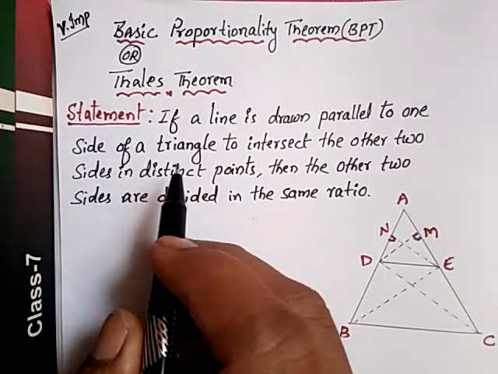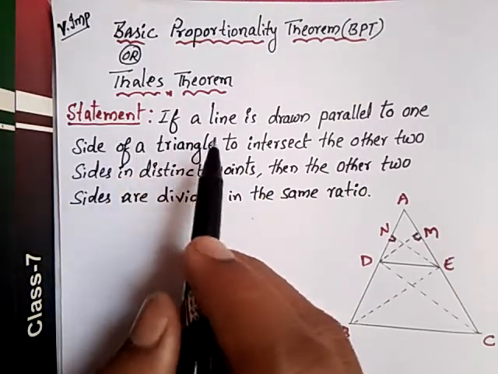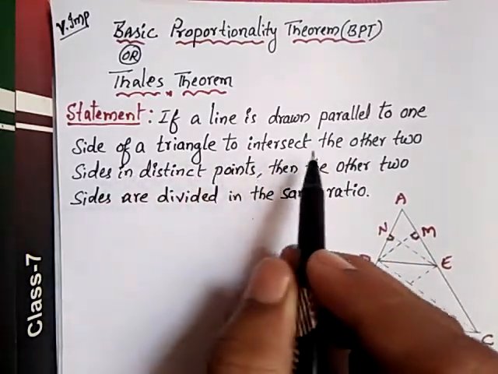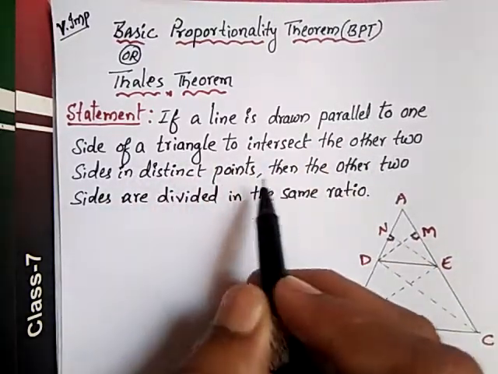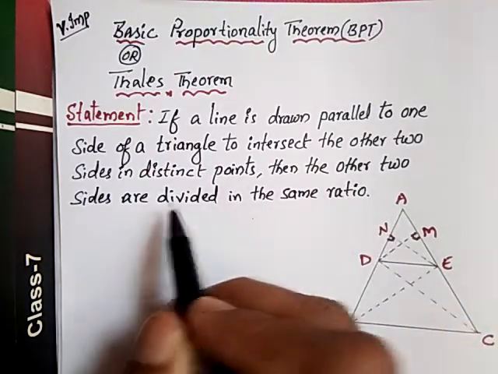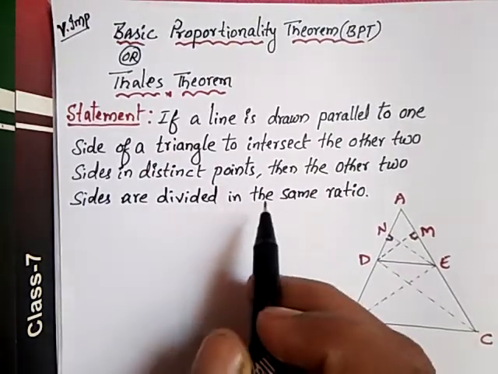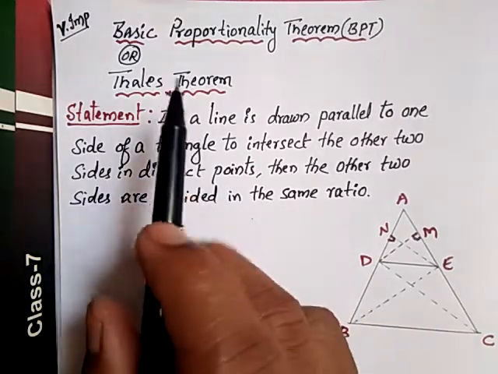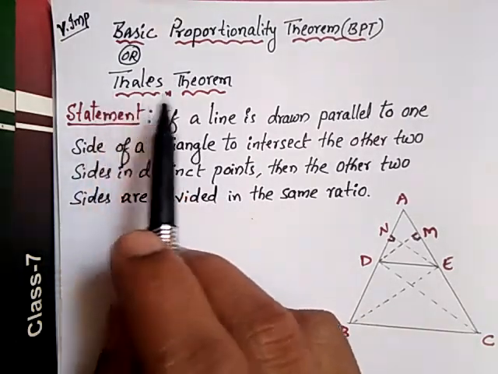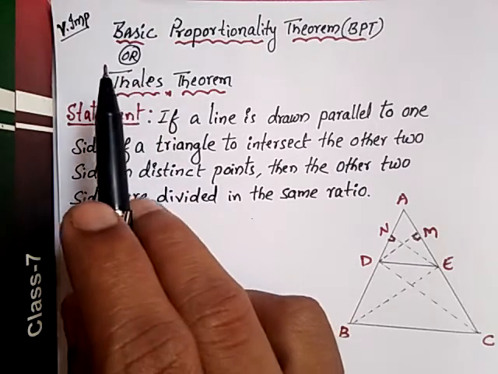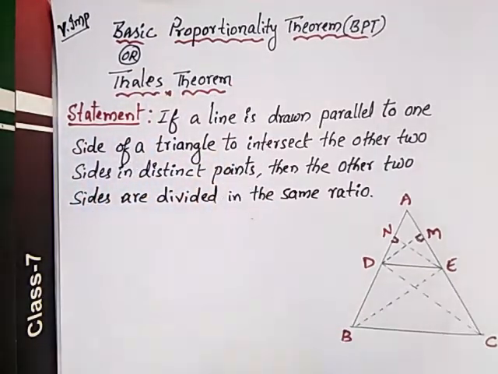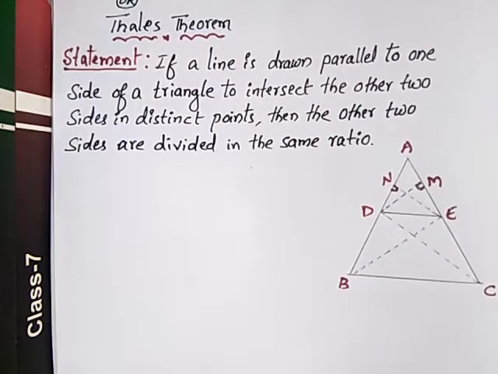The statement will be given, and we need to prove that if a line is drawn parallel to one side of a triangle to intersect the other two sides in distinct points, then the other two sides are divided in the same ratio. This is the statement. Even if they give this statement, we need to prove it, and sometimes they will ask to state and prove Thales theorem, or state and prove basic proportionality theorem. So all three are the same. This is the diagram here.